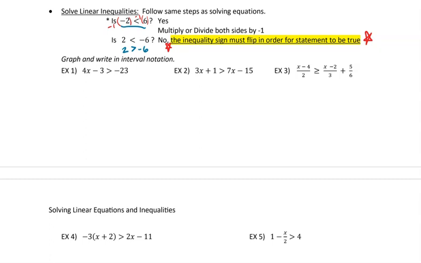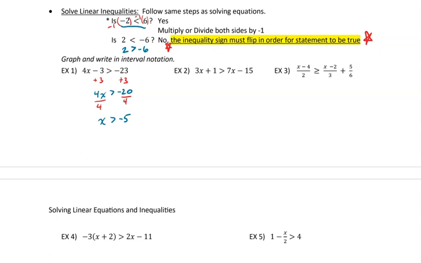All right. So if we look at number 1. For number 1, we have 4x minus 3 is greater than -23. So first thing we want to do is move that constant. So we can add 3 to both sides. Get 4x is greater than -20. Then we have 4x, so we want to get rid of the 4, so we divide both sides by 4. And we get x is greater than -5.